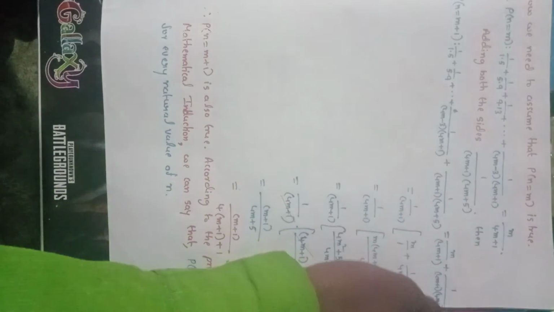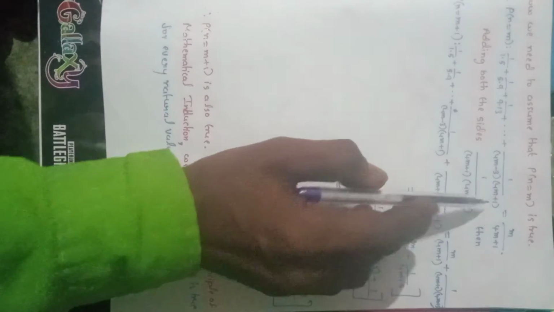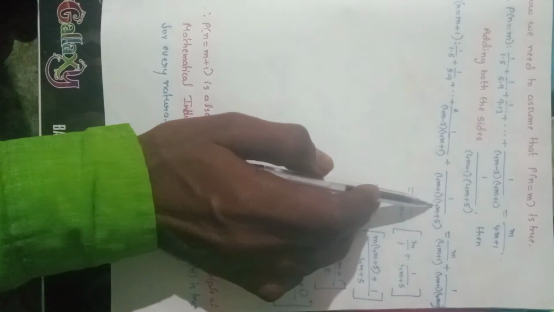Then adding 4 to it, you will get 4m plus 5. So then this becomes the next term of it, the term we are adding to both the sides of this statement. So adding it, you will write like this: the whole thing plus this one will come on the right hand side, m by 4m plus 1 plus again this we should write.